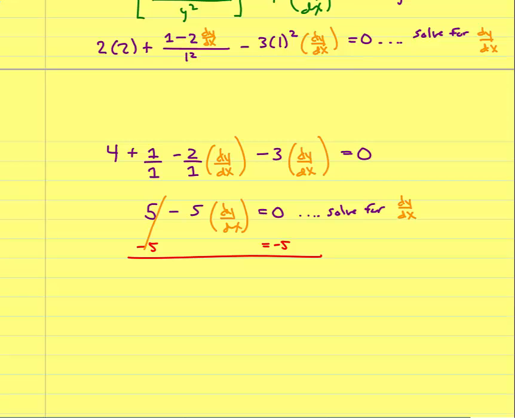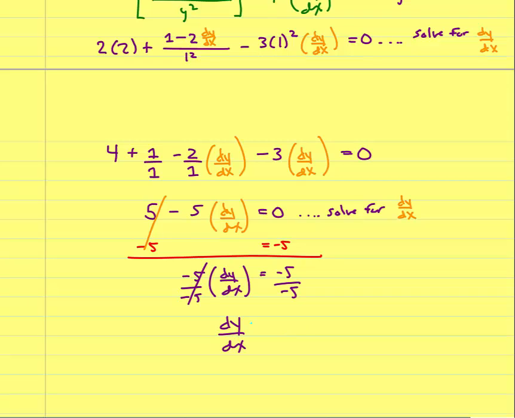And I get negative 5 dy/dx equals negative 5. And again, divide both sides through by negative 5. I get canceling to occur, and I get dy/dx equals negative 5 divided by negative 5, which is 1. So this is not my slope of my tangent line at any point. This is my slope of my tangent line at the ordered pair (2, 1).